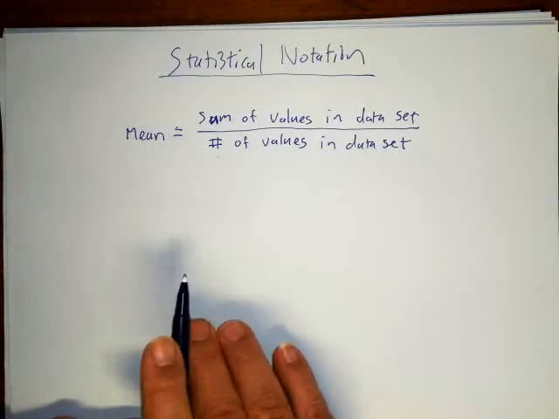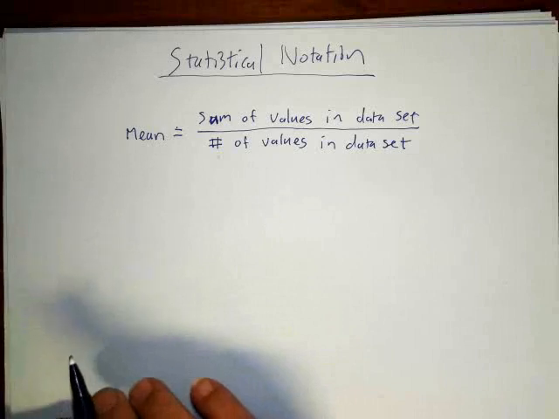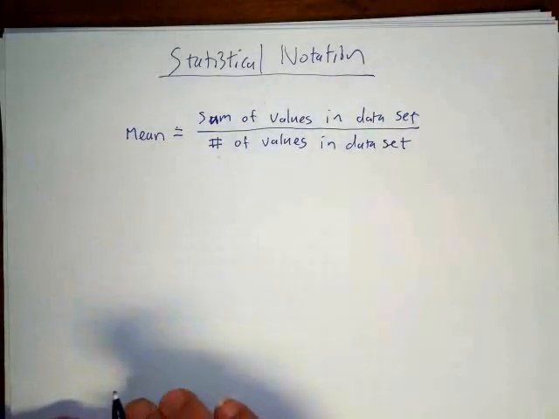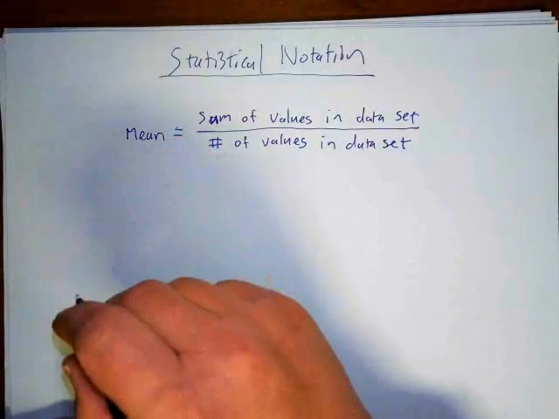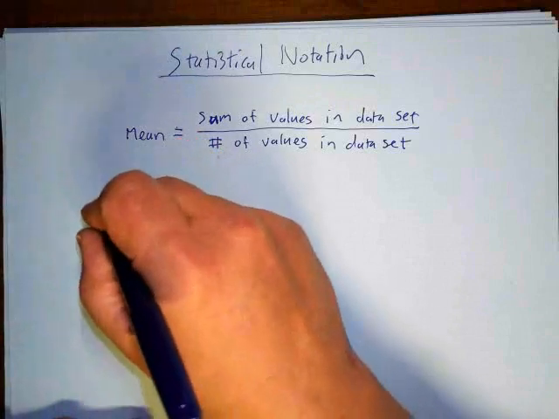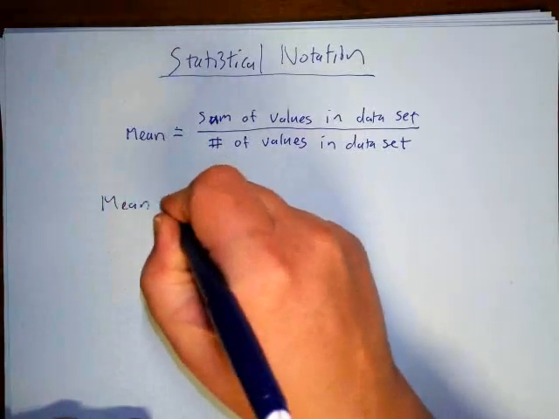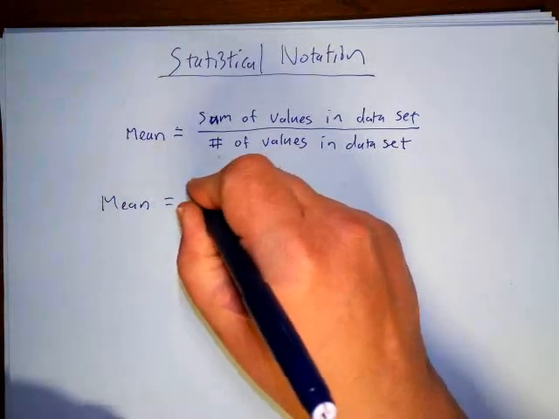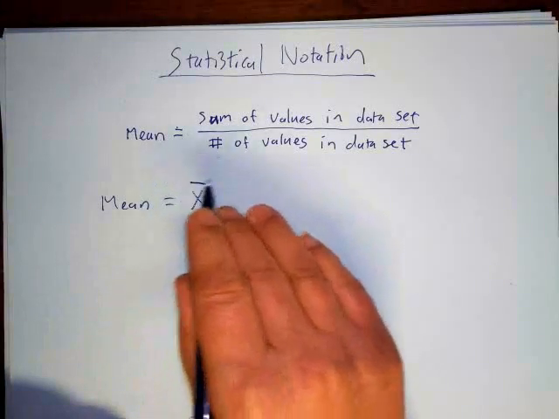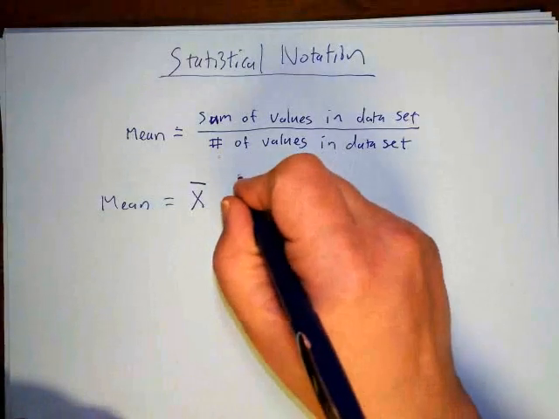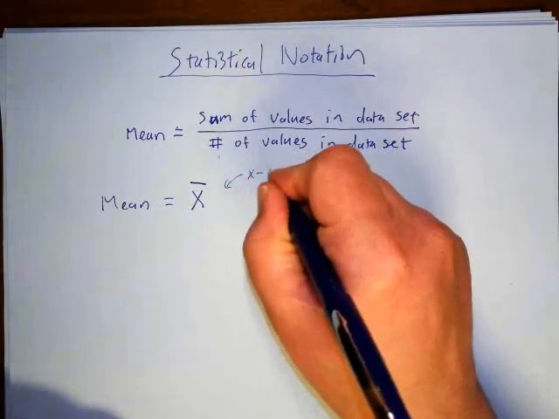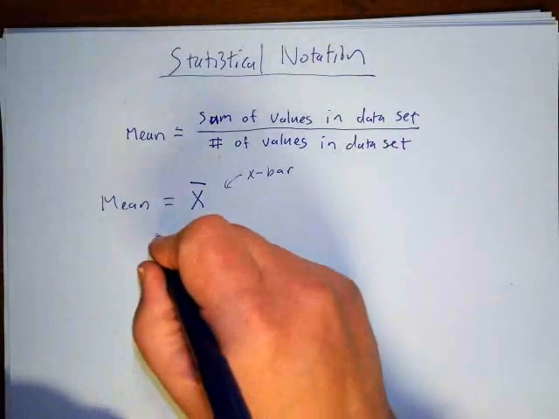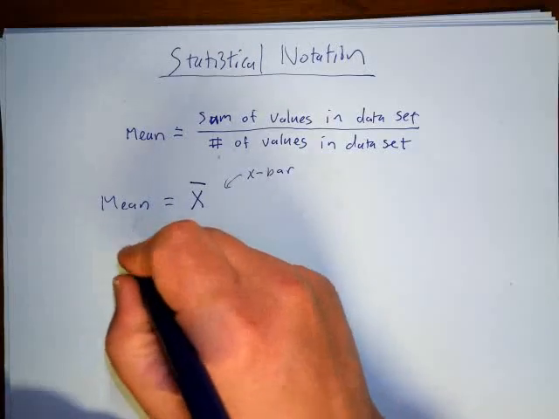And so statisticians want some notation to make that easier to write out, and here's some notation they use. For the mean, oftentimes if it's the mean of a sample, a lot of textbooks use X with a bar over it. This is X bar. And then they use this if there's a data set.